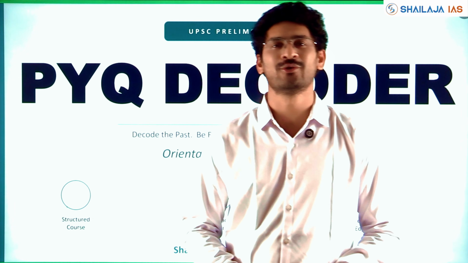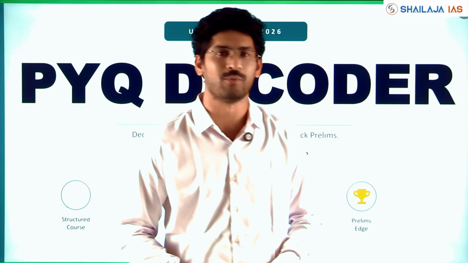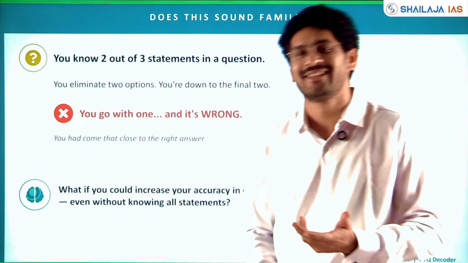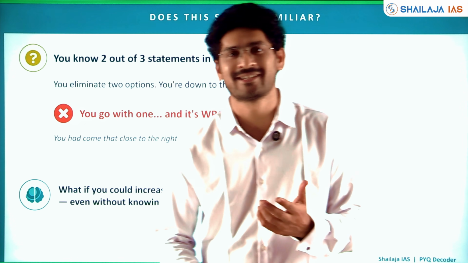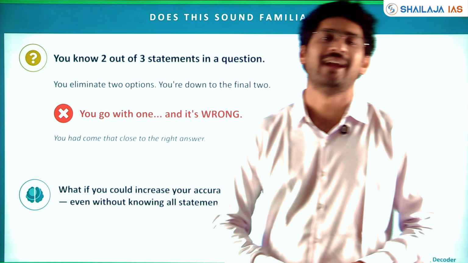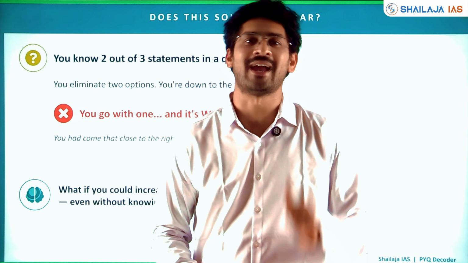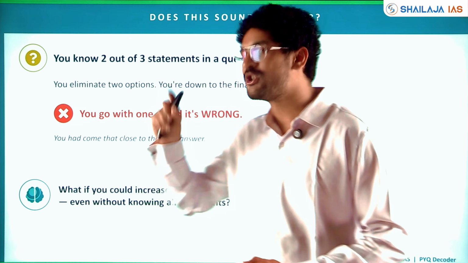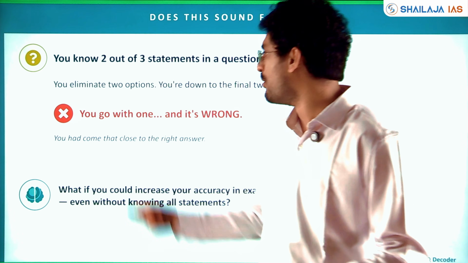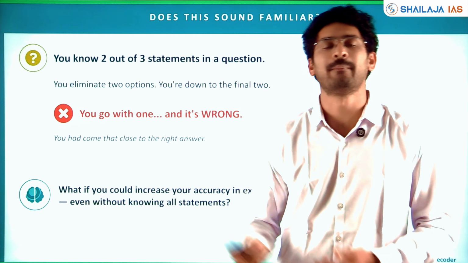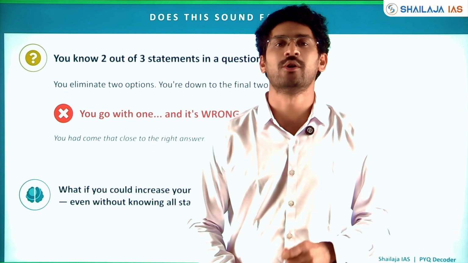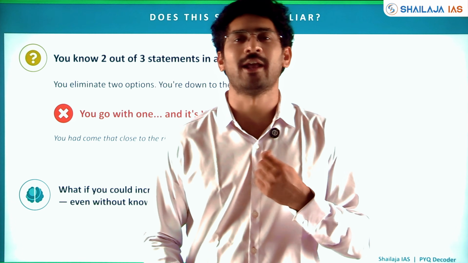Let me tell you a story which we are all familiar with. In the examination hall, we are solving the problems, and out of 3 statements I eliminate 2 options and I am down to a 50-50 chance, and I choose the option. But when you see the key answers, it is wrong. Most of the questions we solve end up in this territory and we end up doing them wrong. Why? Because we are solving the PYQs in the wrong way.